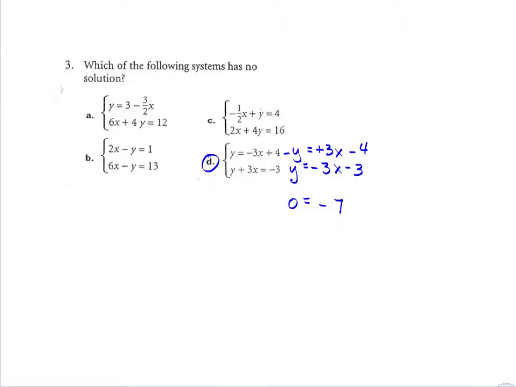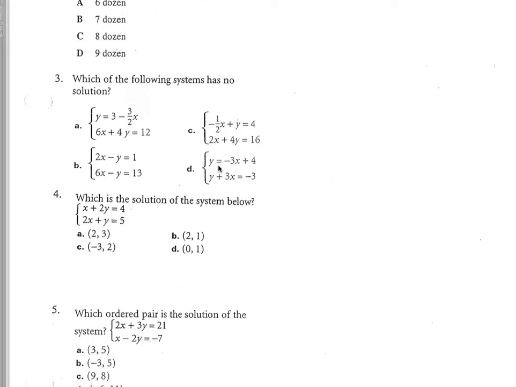All right, so let's go ahead to our next problem. Number 4.